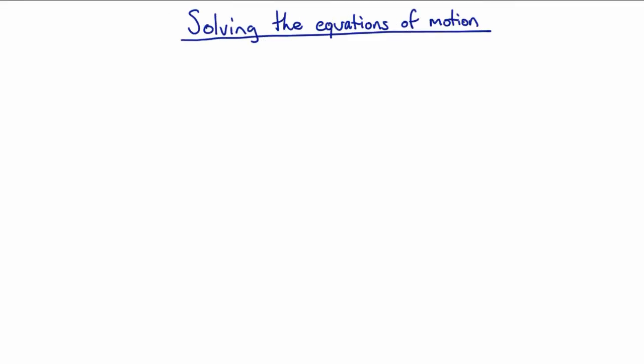So we've found our Lagrangian or our Hamiltonian and we've got our equations of motion. Let's tackle the problem of solving the equations of motion. In general, what we're dealing with here are systems of coupled differential equations. So what are our options for solving those?